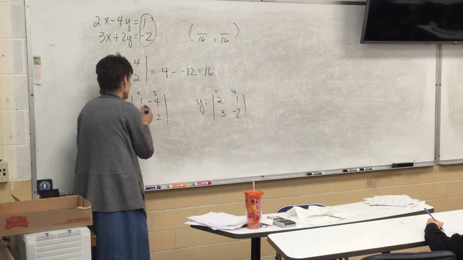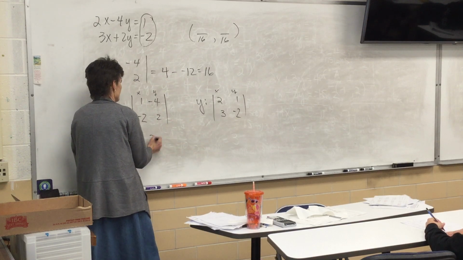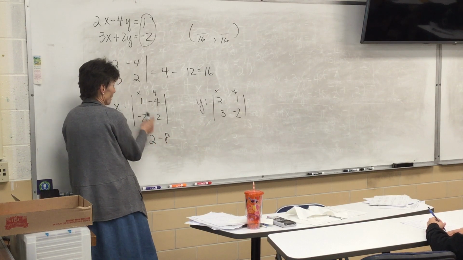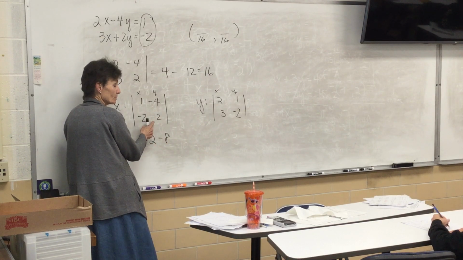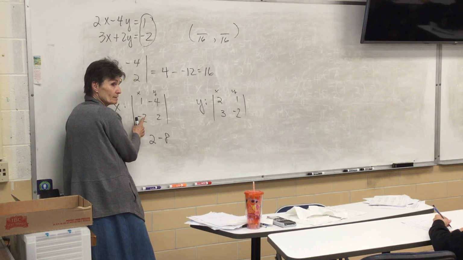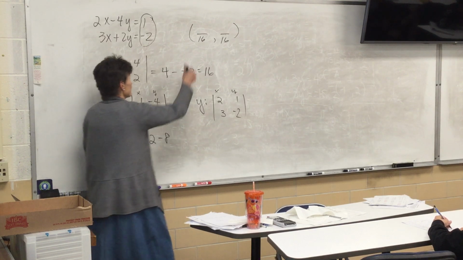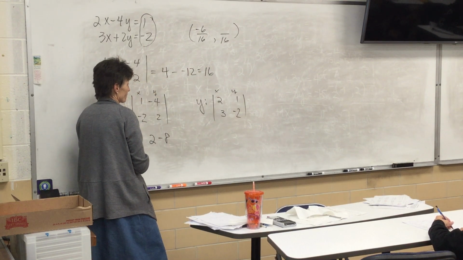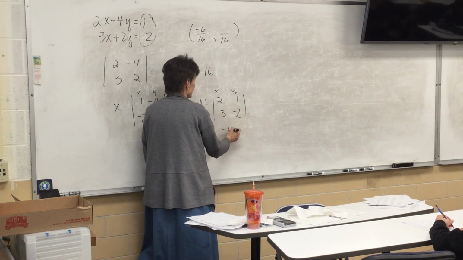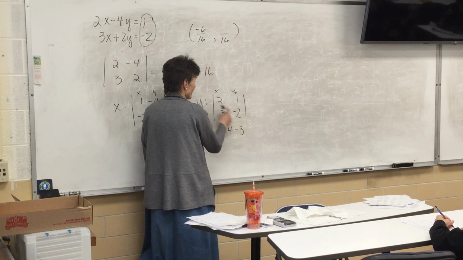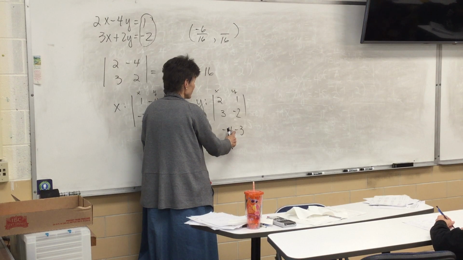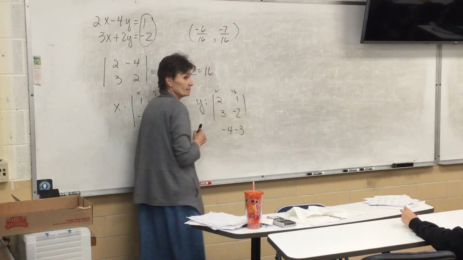All right, so what's this one? 2 minus 8. I multiply these, I get 2. I multiply these, I get 8. 2 minus 8, -6. This one is going to be -7, -4, and 3, but I gotta subtract. -7.